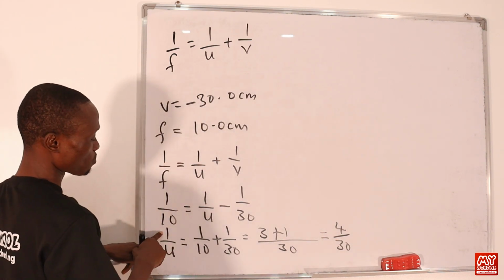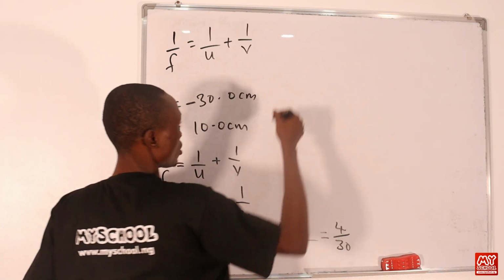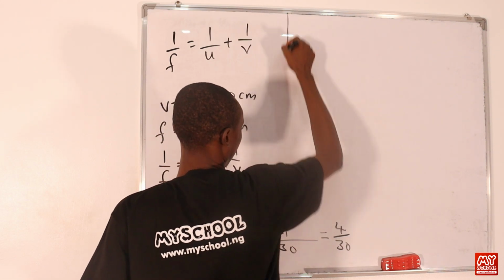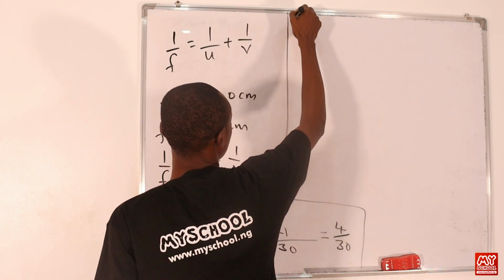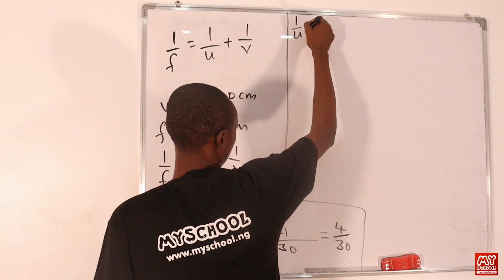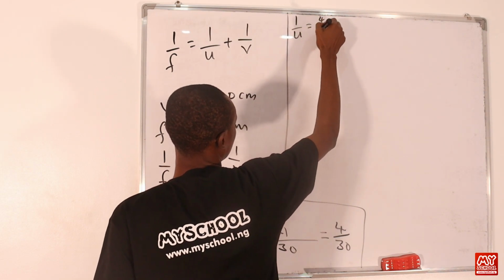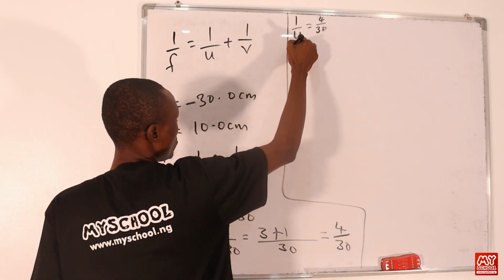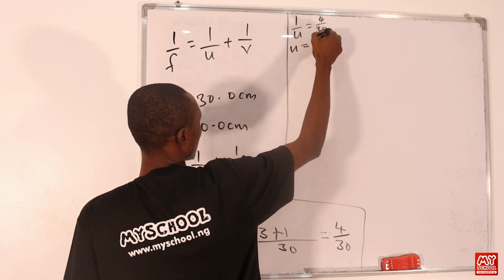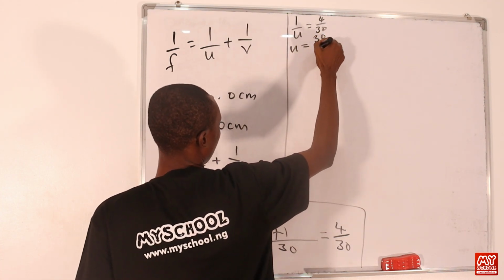But we are looking for u and not 1 over u. So let me rewrite this part. So we are having 1 over u to be equals to 4 all over 30. So to get our u, we just say u is equals to, then we invert this. So we'll be having 30 all over 4.